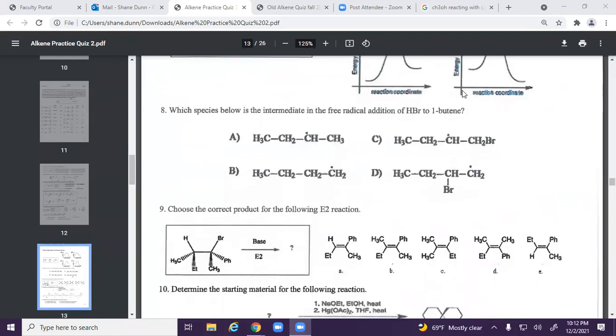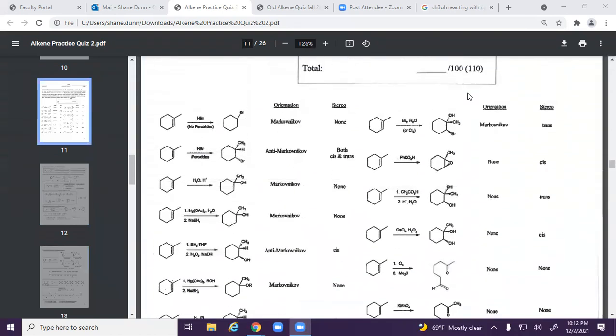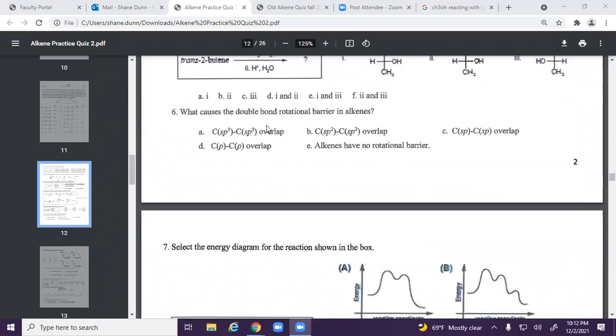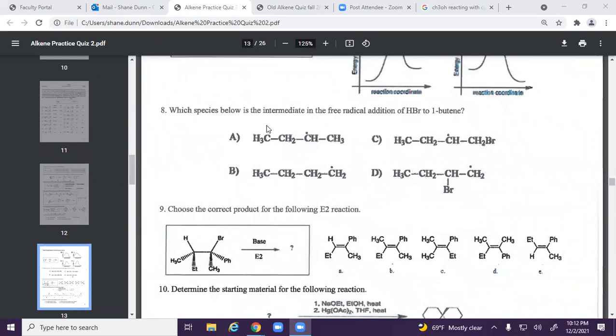The piece below is the intermediate of the free radical addition of HBr to 1-butene. So when HBr interacts with something, we're going to get a radical of the Br. I thought that would help us, not going to help us too much. Okay. So we're going to get a radical, right? Is the radical going to be on a primary or a secondary?